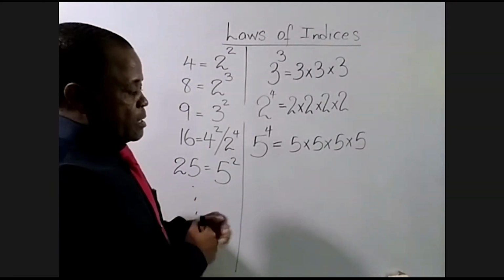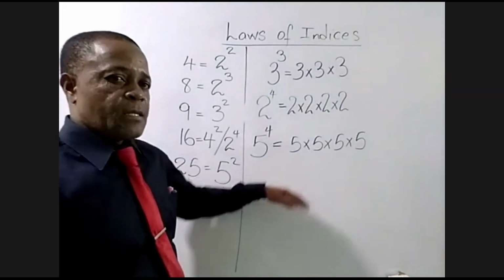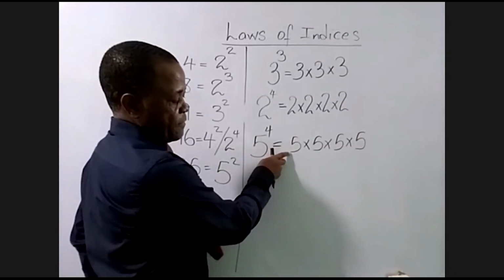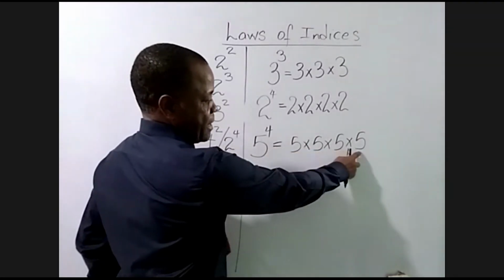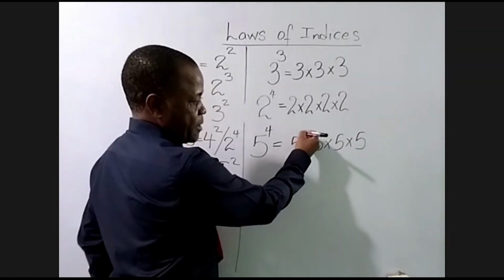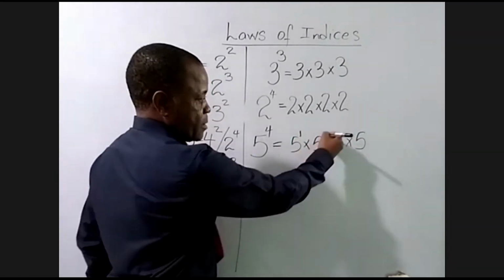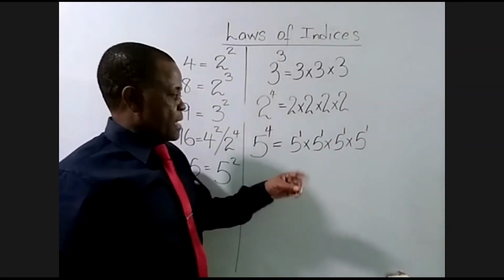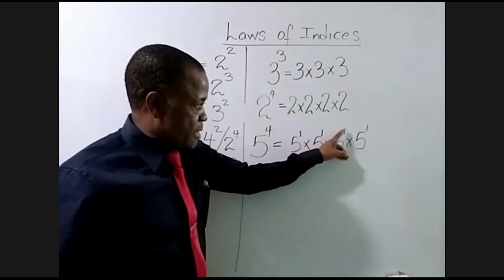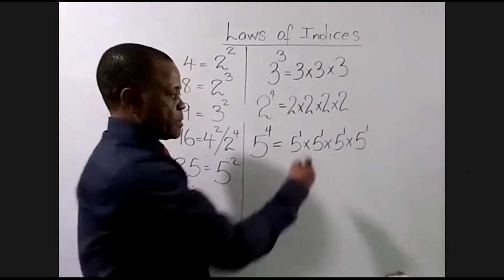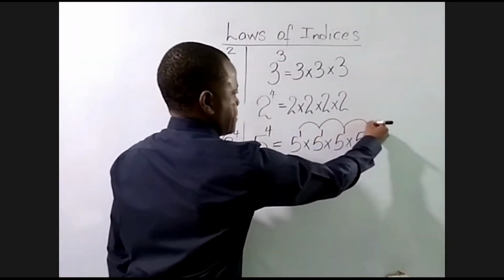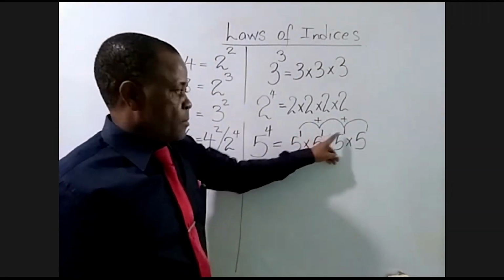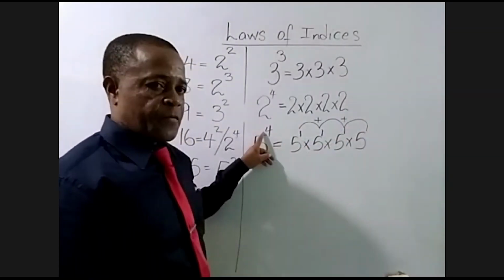Now, right here, we can start looking at the laws. Now, if you notice here, we have 5 times 5 times 5 times 5. Here, the power of 5 would have been 1. Here, it would have been 1, 1, 1. Now, how is it that we could get 4 from all of these numbers here? All we need to do is to add them. So we're adding these numbers. So 1 plus 1 plus 1 plus 1 will give me 4.